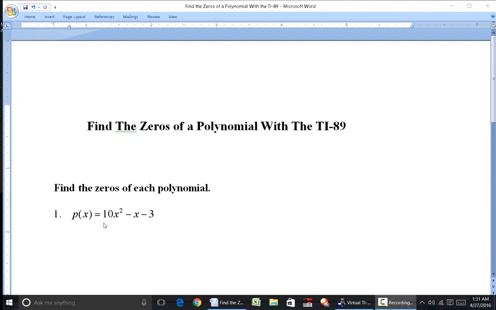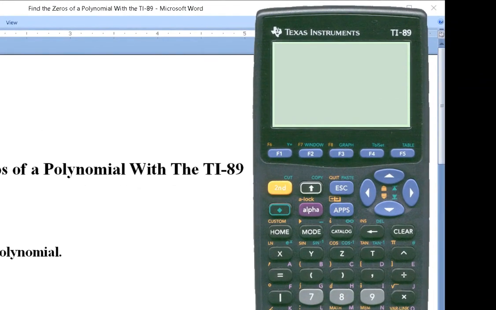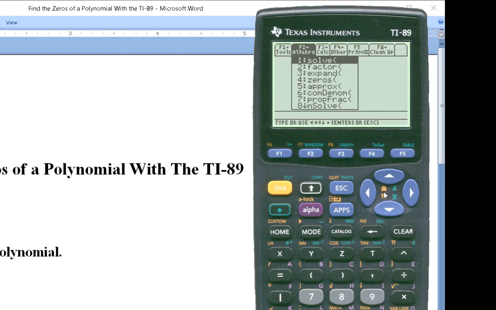A polynomial is p of x equal to 10x squared minus x minus 3. So all I want to know is when is 10x squared minus x minus 3 equal to 0. So I could solve that as an equation, just like I did in one of the earlier videos using the TI-89. But we're going to use the zeros command. So I have the TI-89 here, and I hit the F2 key, and there's zeros right there.